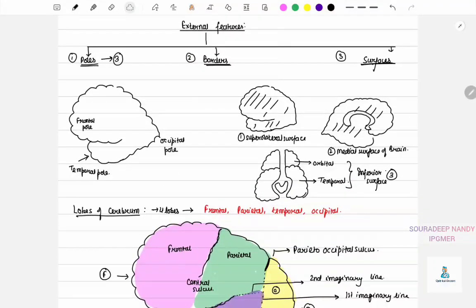Discussing the surfaces, there are various borders that divide the surfaces. One is the superomedial border. Second is the inferolateral border. The superomedial border separates the superolateral surface from the medial surface. So it is present between the superolateral and the medial surface. The inferolateral border, as the name suggests, is present between the superolateral surface and the inferior surface.